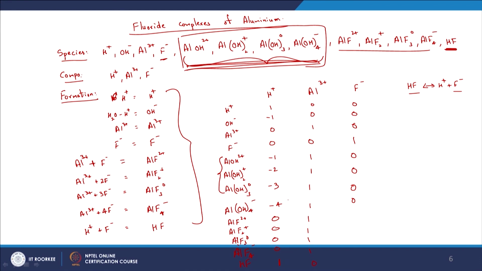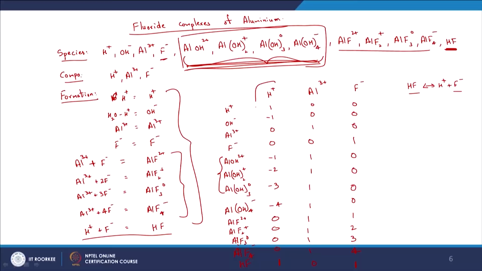But from here we need to look at these particular equations. It is 1 F minus for AlF2 plus and 2 here, and 3 for AlF3, 4 for AlF4 and 1 for HF. So we just looked at a relevant example where we have not just aluminum hydroxide complexes but aluminum and fluoride complexes. To understand what goes on, I listed the relevant formation equations and then the tableau in great detail.